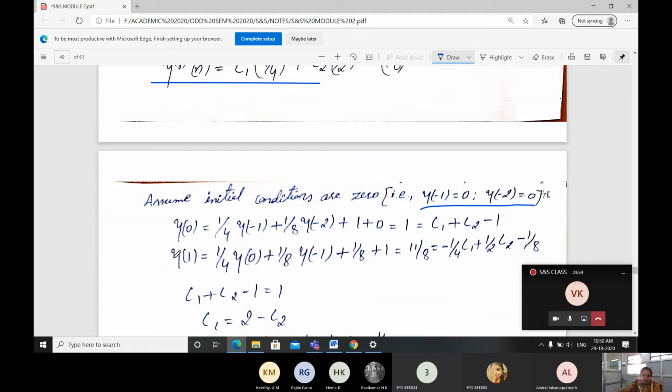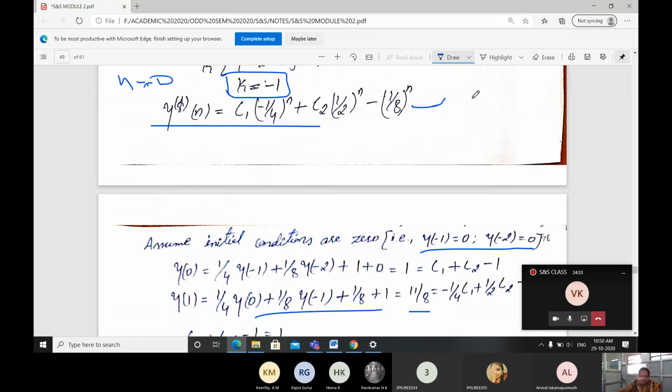And if I substitute in this equation, you will get c1 plus c2 minus 1 when n is 0. When n is equal to 1, you will get y of 1 is equal to 1/4 y of 0 plus 1/8 y of minus 1 plus 1/8 plus 1. Solve for this, you will get 11/8. y of 0 is what? It will be 1. Then y of minus 1 is what? 0. Again you will get 1/8 plus 1 plus 1/4. If you solve for this, you will get 11/8.